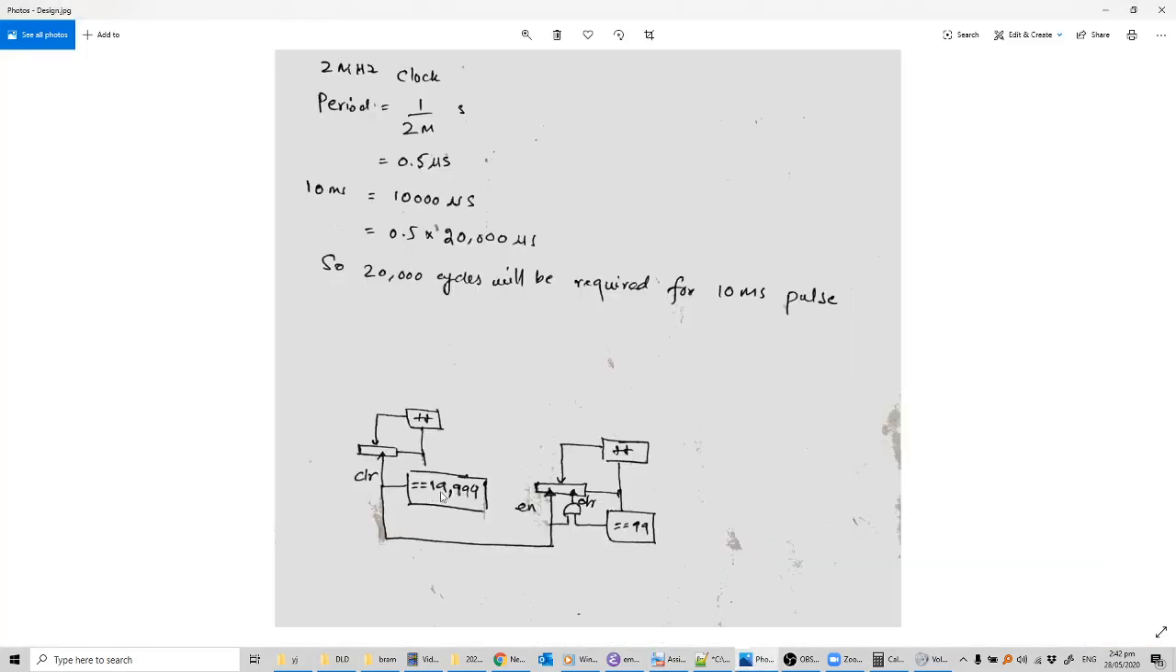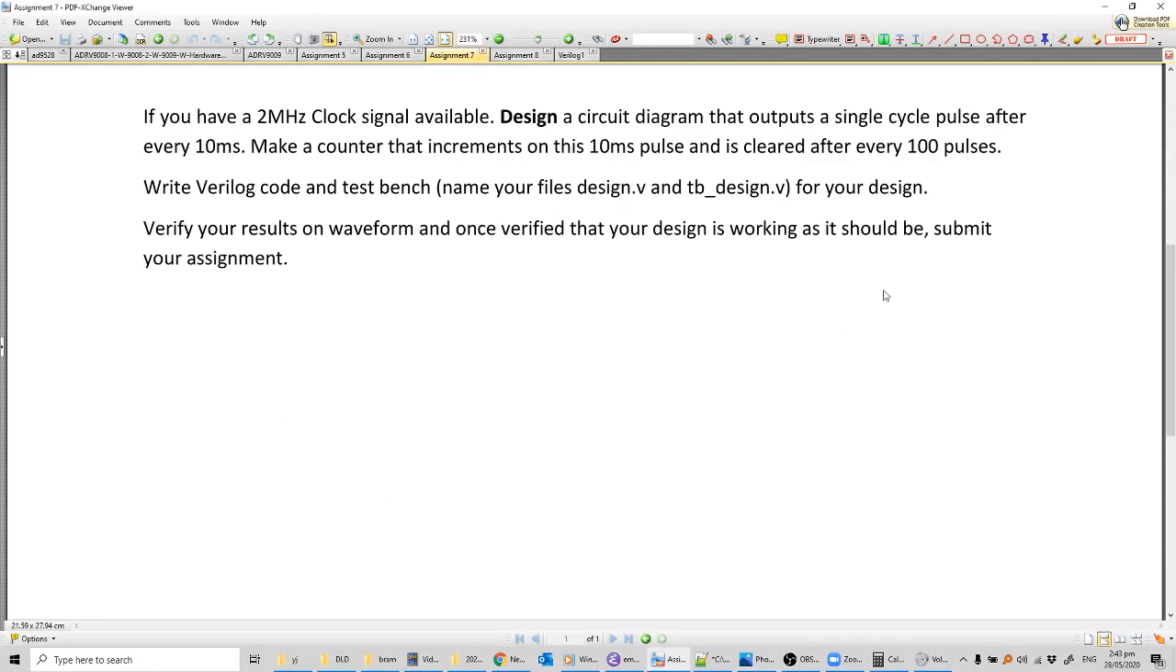That's why you can see that in the design I've made a counter that is incrementing on every cycle, and whenever the counter reaches 20,000 minus 1, that is 19,999, it's cleared. And the next part is that we also want to make a counter that increments on this 10 millisecond pulse and is cleared after every 100 pulses. So again, I need to make another counter, but that counter needs to be incremented not on every cycle of 2 megahertz, but on this pulse.